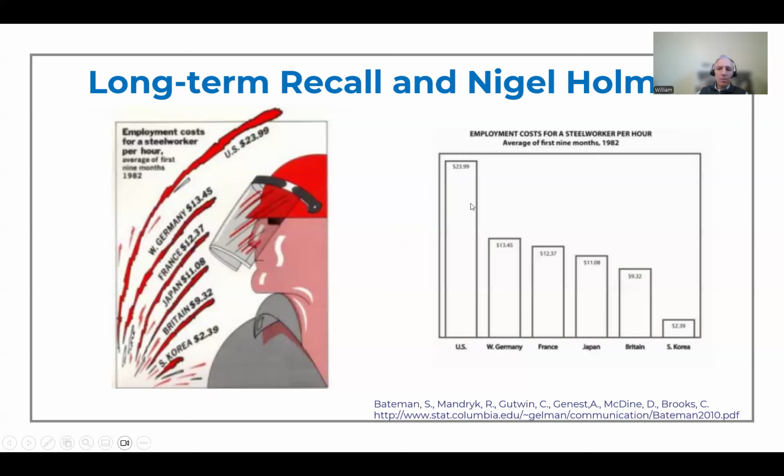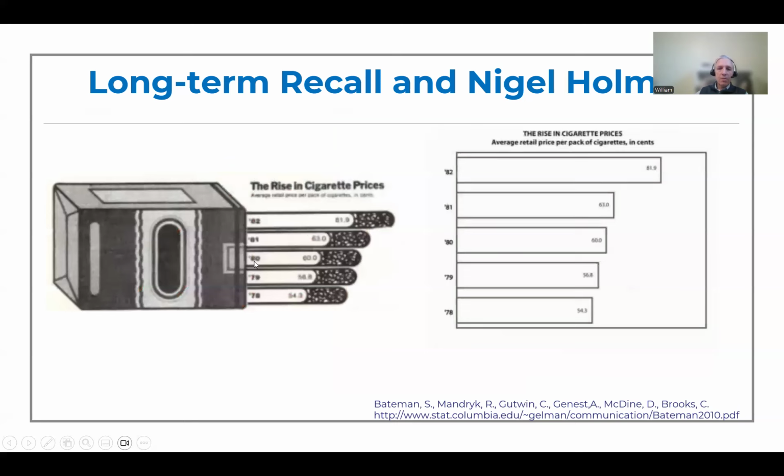Here's the Edward Tufte style of that chart. Very minimalist. Here's the US, here's Germany. So you ask yourself, which is more effective? I might argue that this one is in this particular case. This one is poorly rendered in the reproduction. I'm not sure it was actually that bad, but this is the rise in cigarette prices from '78 to '82, and here it is in an Edward Tufte style chart.